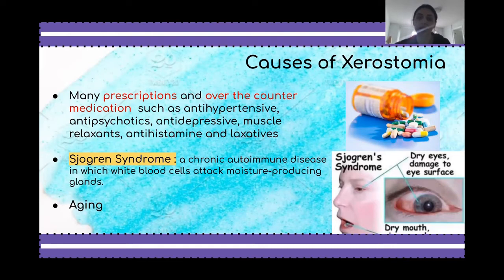Also there's a syndrome called Sjögren's syndrome, which is a chronic autoimmune disease in which white blood cells attack the moisture-producing glands. And we know that saliva is produced by salivary glands. So when a person has this, it will affect their salivary flow. You can also tell because they will have red eyes, since it affects the glands there as well. And of course, aging is a basic cause of reduced salivary flow.